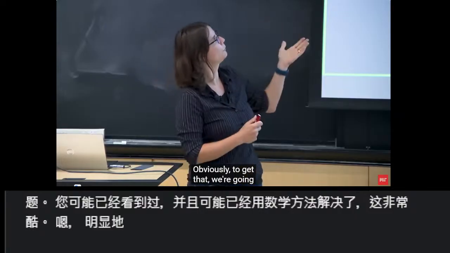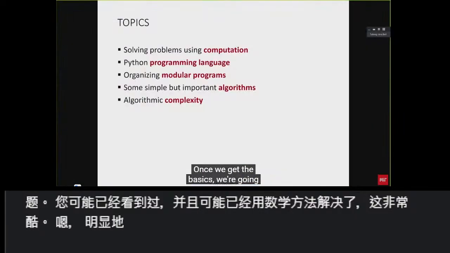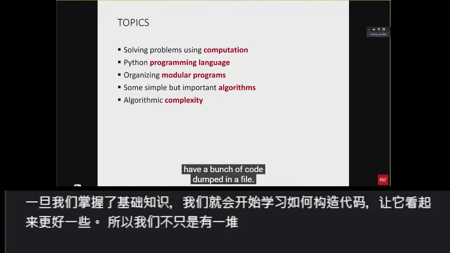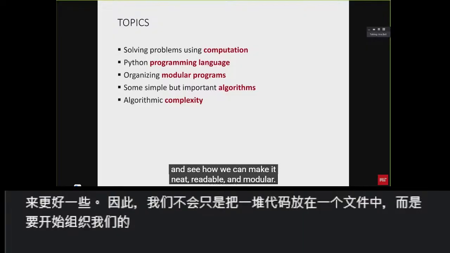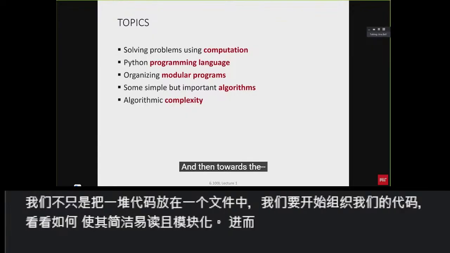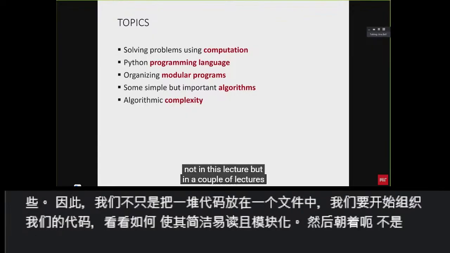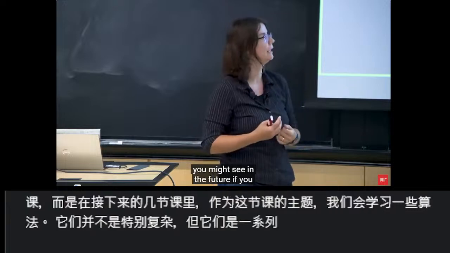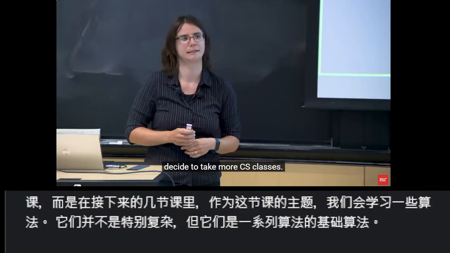Obviously, to get to that, we're going to learn the Python programming language. Once we get the basics, we're going to see how we can start to structure our code to look a little bit better, so we don't just have a bunch of code dumped in a file. We're going to start to organize our code and see how we can make it neat, readable, and modular. And then towards the, not in this lecture, but in a couple lectures and as a theme throughout this class, we're going to look at some algorithms. They're not super complicated, but they're the base algorithms for a bunch of algorithms you might see in the future if you decide to take more CS classes.